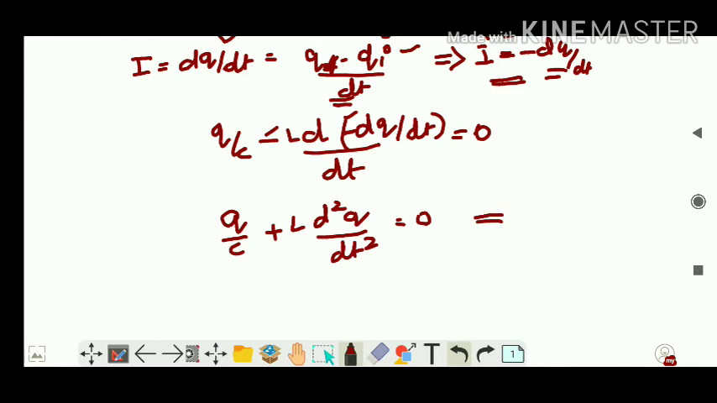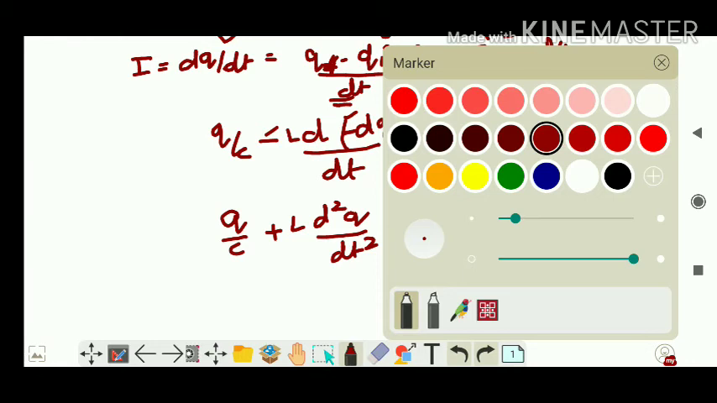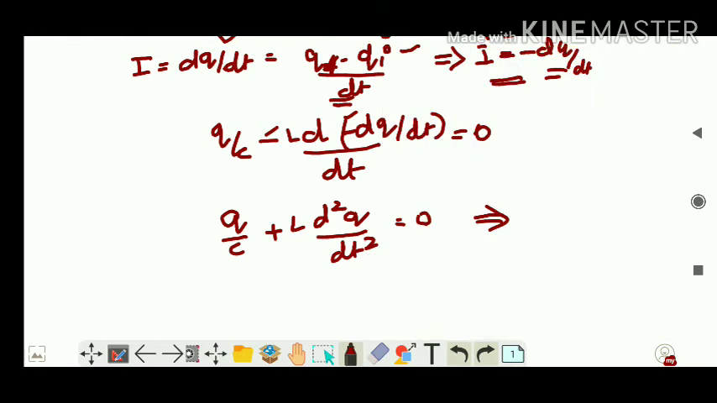Suppose I am going to divide this entire equation by L. So it becomes d squared q by dt squared, because divided by L, this L goes off, plus 1 by LC, or I can say q by LC, is equal to 0. You get an expression like this.